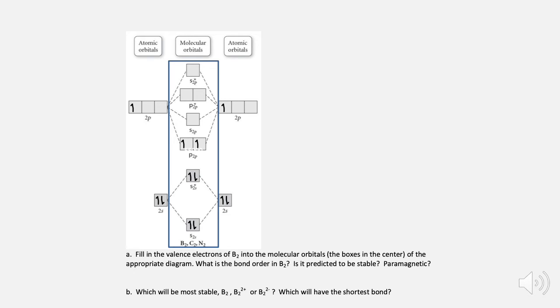And that same procedure, finding my valence electrons, filling in my atomic orbitals, and then filling in the blended molecular orbitals, that'll apply to any of my homonuclear diatomic elements. So that part is done. Now we need to interpret this.